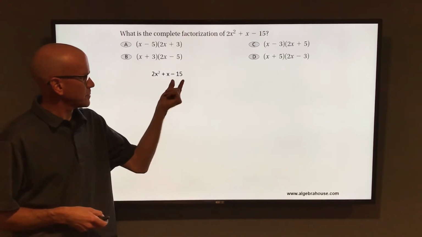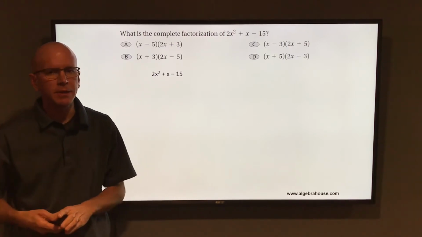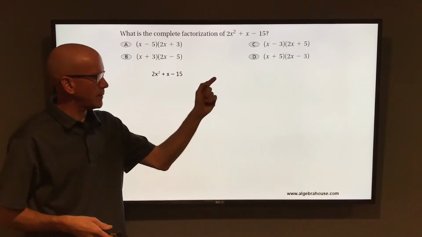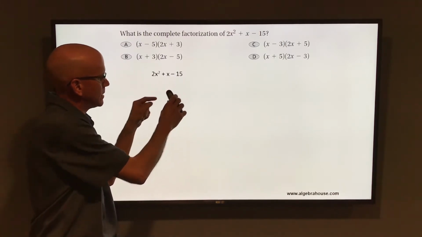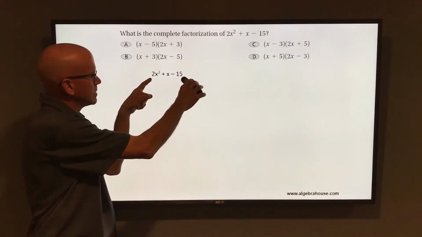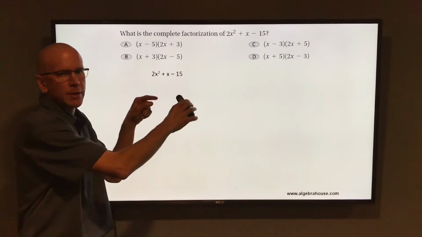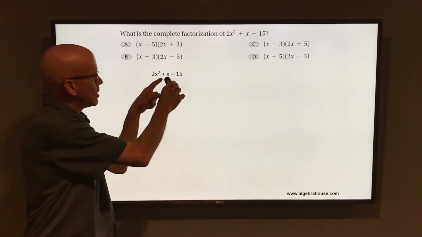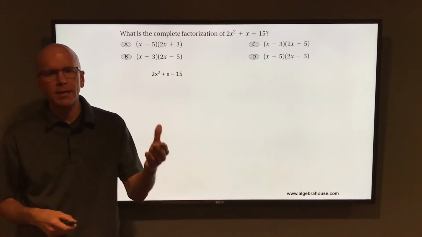2x squared plus x minus 15. So when I go to factor this, I notice I have a 2 in front of the x squared. That's something other than 1. Also, there is no common factor to factor out. So I'm going to do factoring by grouping. I'm going to split this x into two terms. The coefficients of those two terms, the numbers in front of the x, will multiply to get what 2 times negative 15 is. So they multiply to get negative 30, and they will add to get this middle coefficient of 1. So think of two numbers that multiply to get negative 30 and add to get 1.